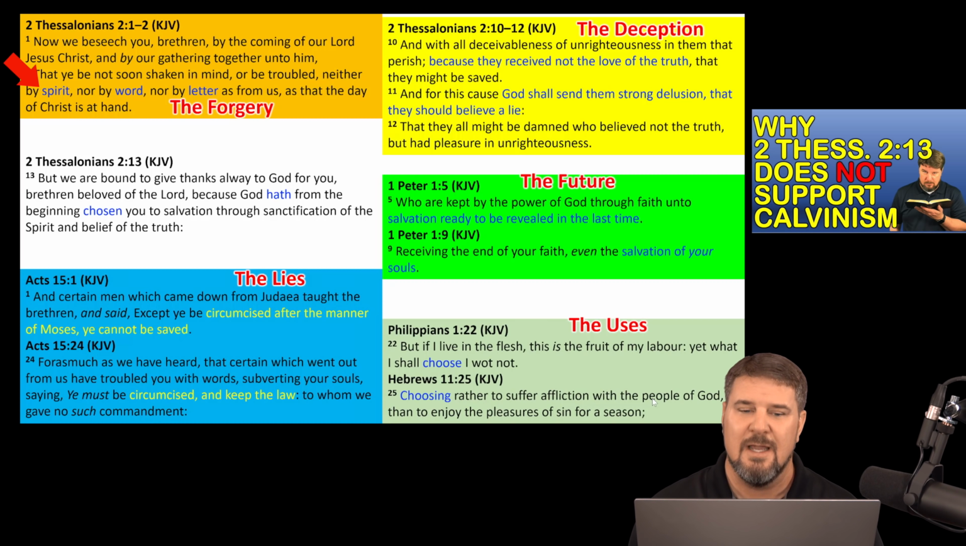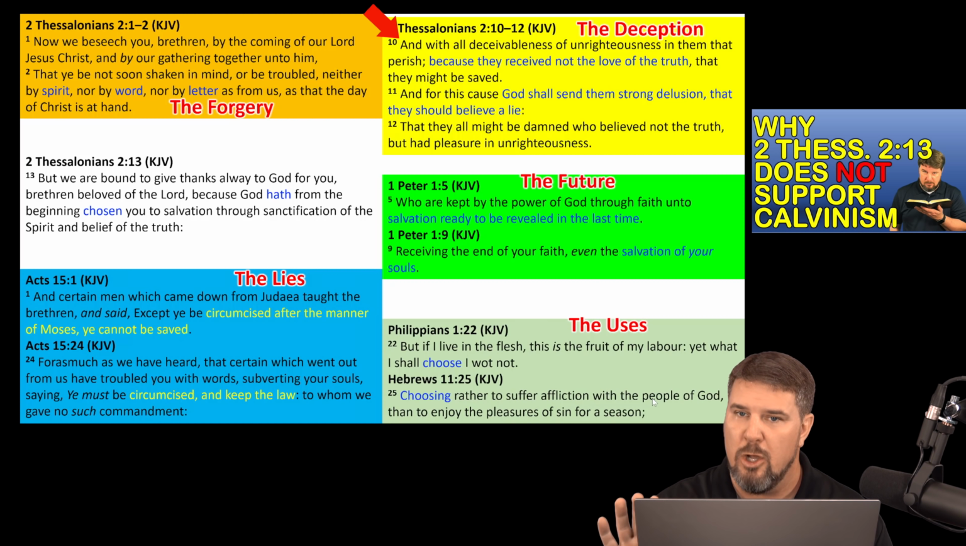So there's the forgery. And then there's a deception that they have to worry about in 2 Thessalonians chapter 2, verse 10. When that man of sin does come, he's going to have all deceivableness of unrighteousness in them that perish. Why? Because they were not elect before the foundation of the world? No, because they received not the love of the truth.